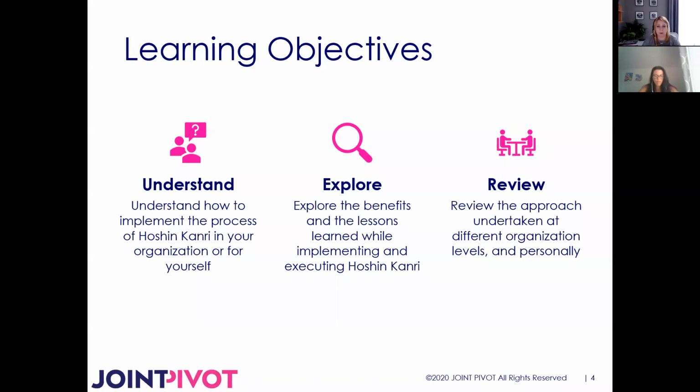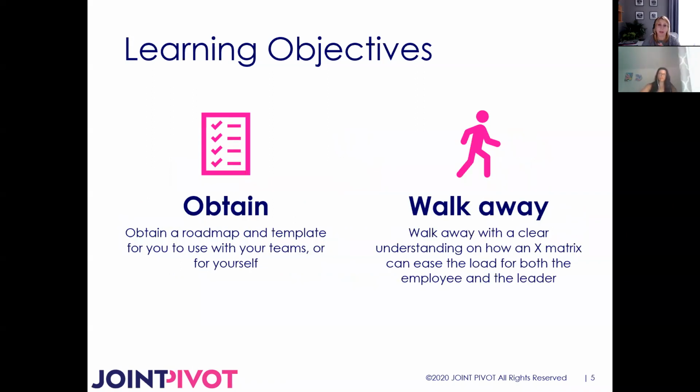We'll also look at the approach that we took at a couple of different organizations and how we deployed strategic planning, sometimes using Hoshin Kanri, sometimes using components or pieces of it, and how we changed it to make it more manageable within that org, and then how we've used it personally. And then have a roadmap and a template for you to use with your teams.